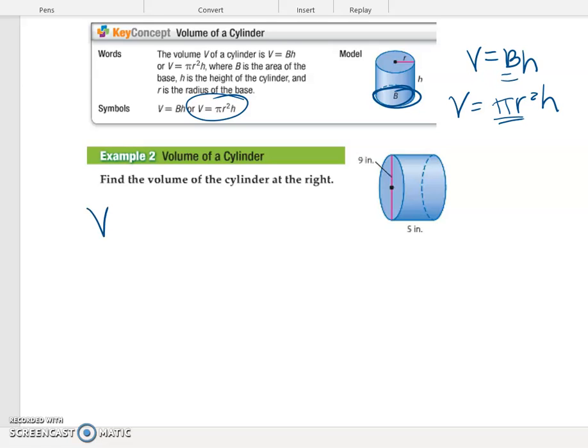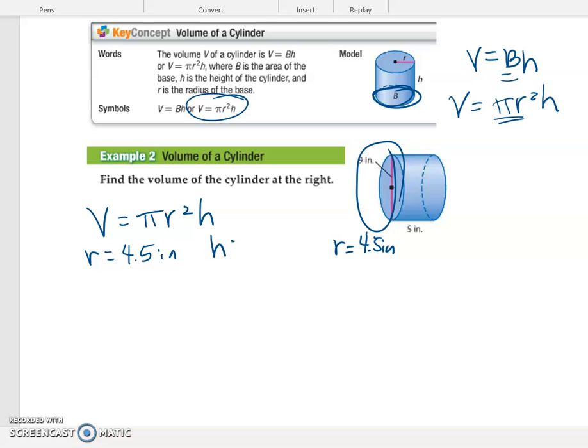So our volume, pi r squared times height. So it's giving us a diameter of 9. So our radius is half of that, which is 4.5 inches. So radius is 4.5 inches. We already know what pi is. And height is always perpendicular again to the base. So if our base is a circle, this has to be our height. So the height is 5 inches.